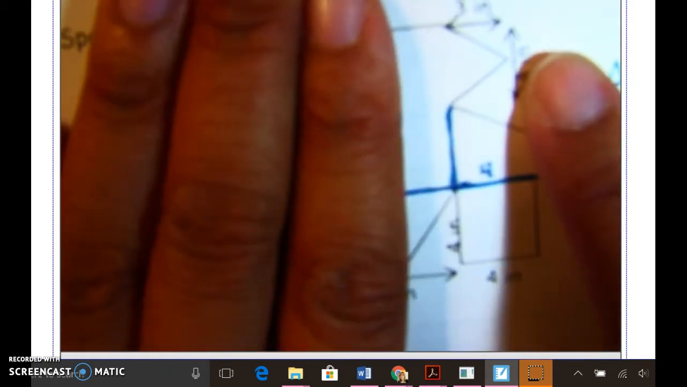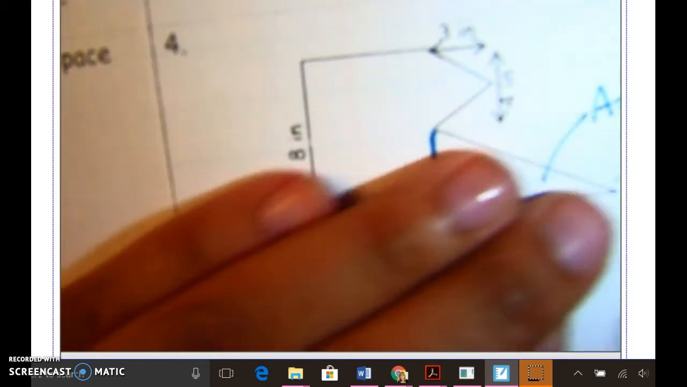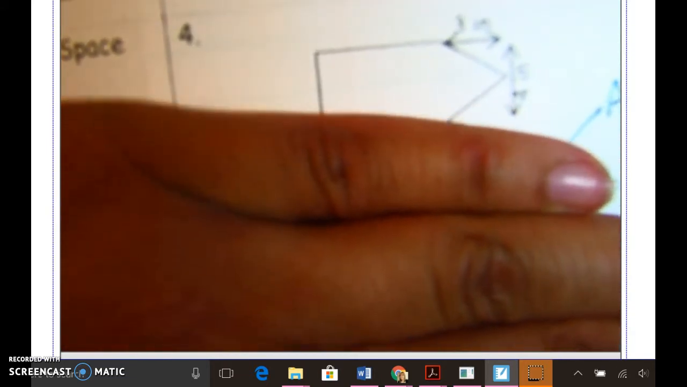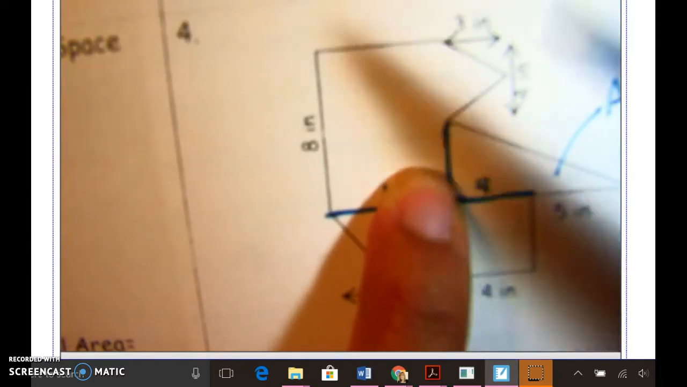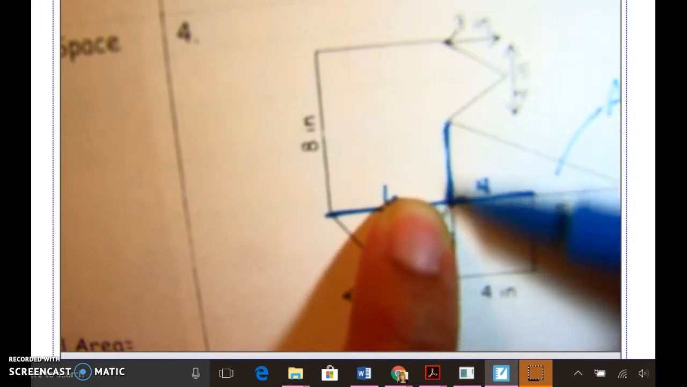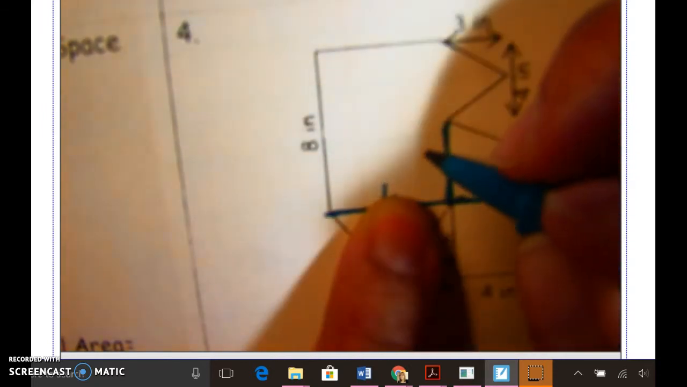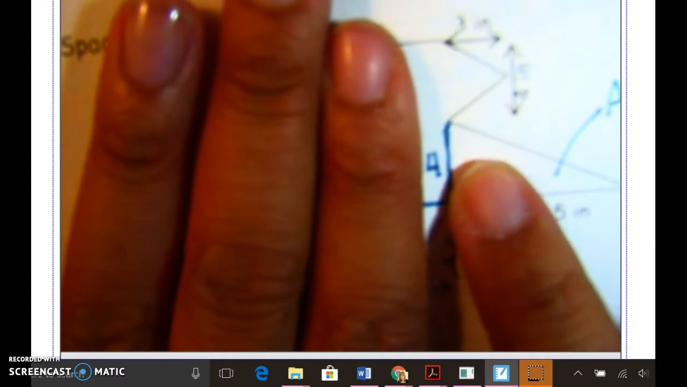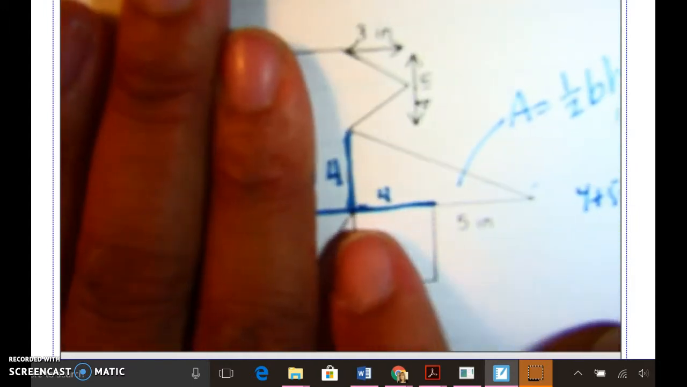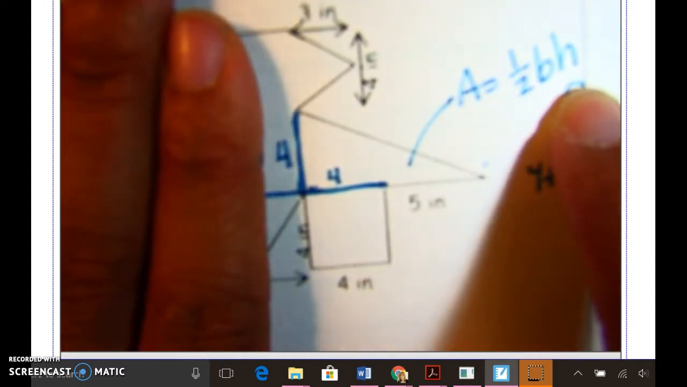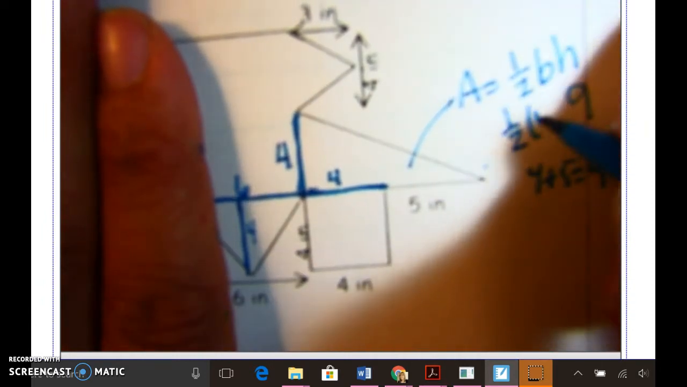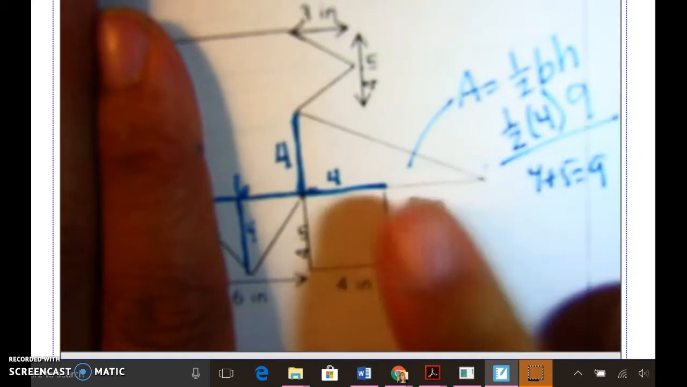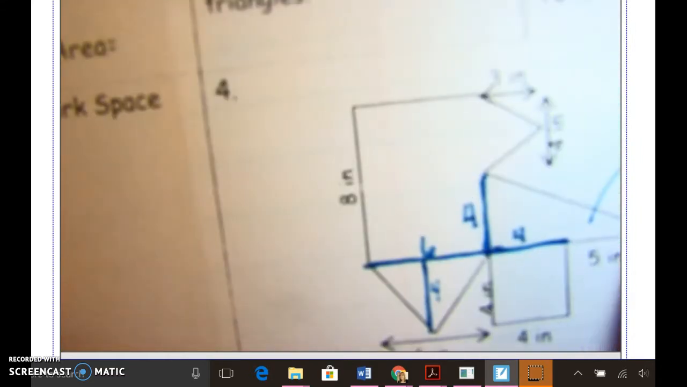Well, I have a little clue up here. This much is 4. So that means out of 8, this also is 4. Because this 4 and this 4 will equal this total length of 8. So when you want to do the area of that triangle, your height is 4 plus 5, 9, and your base is 4. So you're going to do 1/2 4 times 9. That will be your area here.